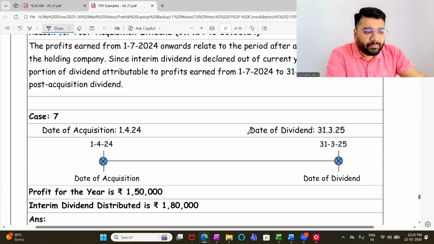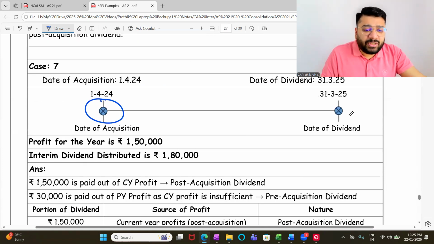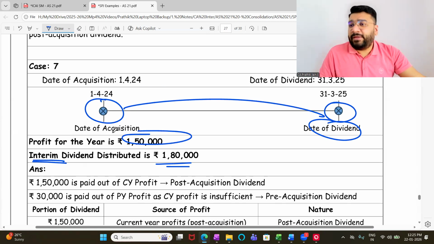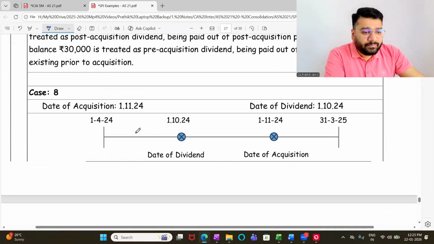No problem. Question number 7. Date of acquisition, date of dividend. For the date of dividend, they said very clearly it is interim. How much? 180. But current year's profit is how much? Only 150. So the extra 30, from where did you pay? Past profit. So pre-dividend is 30 and post-dividend is 150.